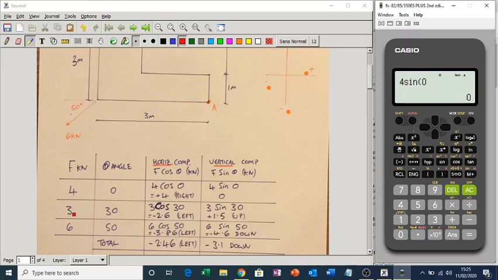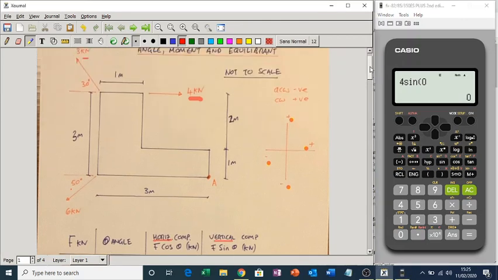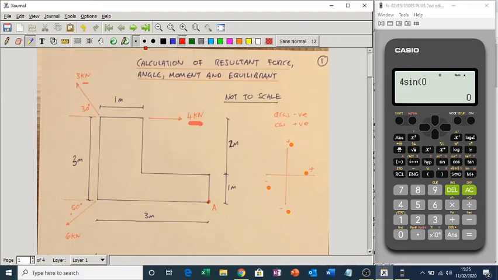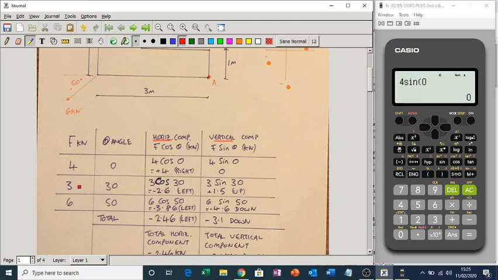Number 3, there's my 3. So I'm going to work out now what is the force in this direction, vertical, and what's the force in that direction, horizontal. This one's going up, so it's going to be positive. This one's going across, so it's going to be negative. There's my force, there's my angle. Horizontal is going to be F cos theta. So F cos theta. In your calculator, 3 cos 30.